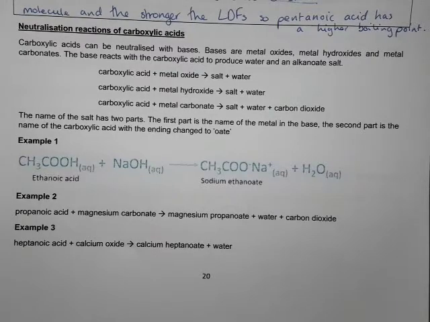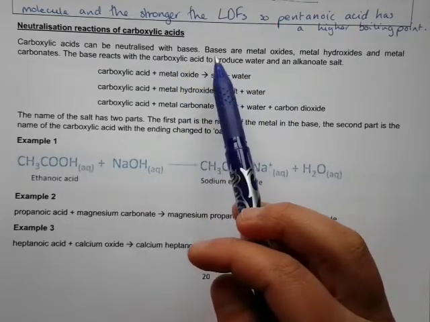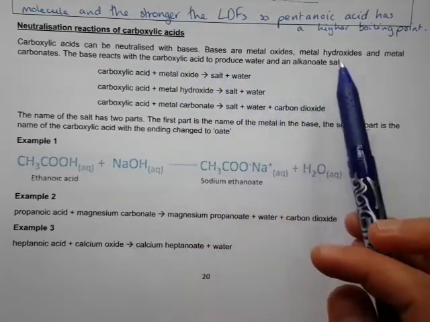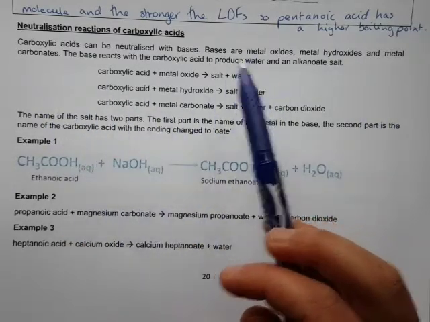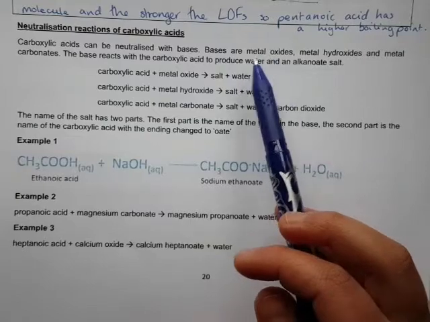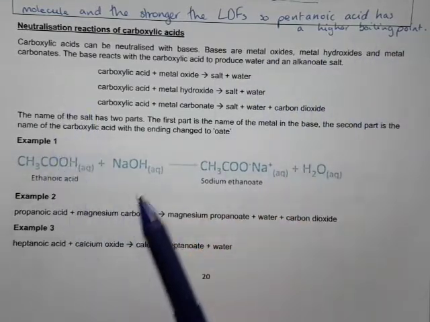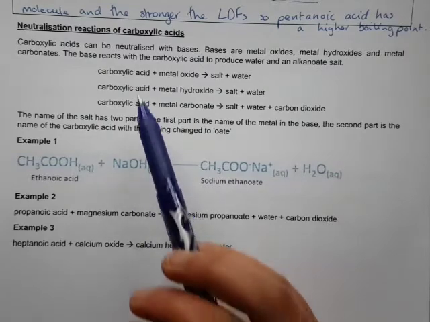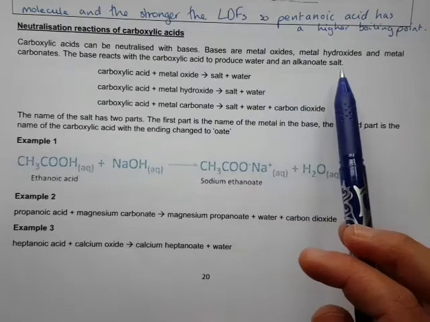Carboxylic acids can be neutralised with bases, just like any other acid can. Bases are substances which can neutralise acids, and bases are metal oxides, metal hydroxides and metal carbonates. So if you see the name of a compound and the first part is a metal and then it ends in oxide, hydroxide or carbonate, you should recognise that as a base. So the base reacts with the carboxylic acids to produce water and an alkanoate salt.